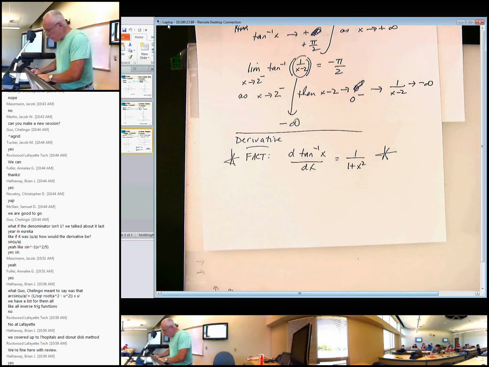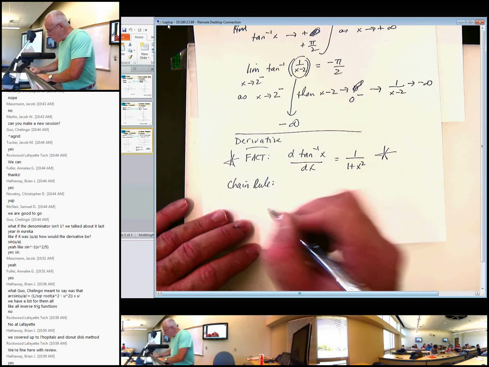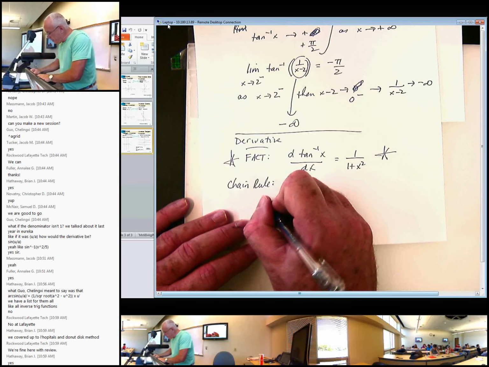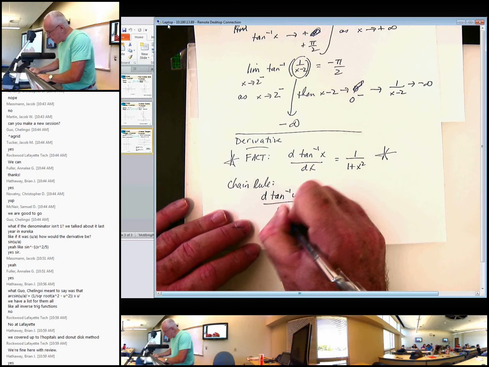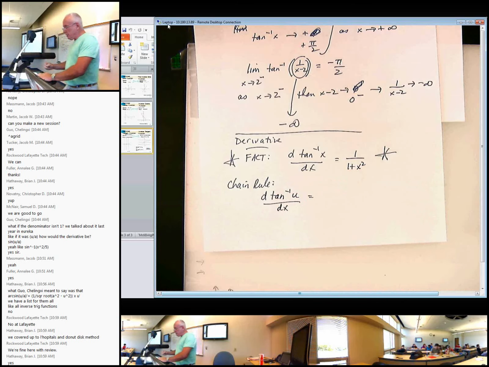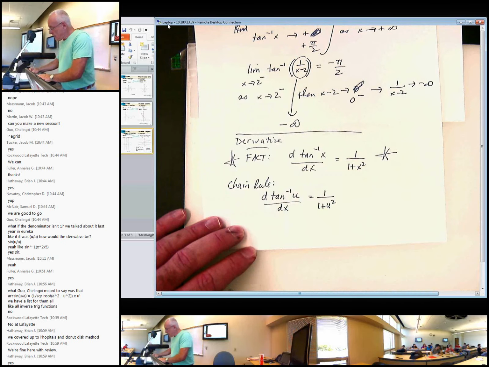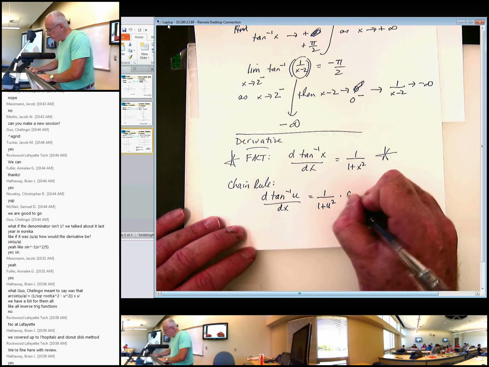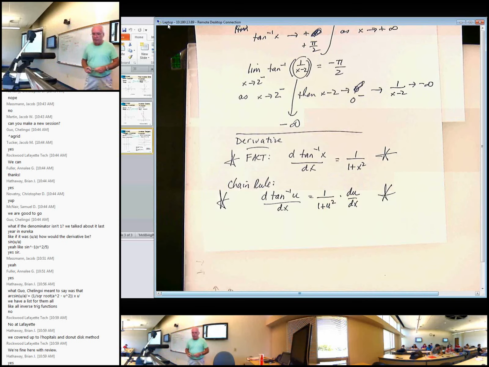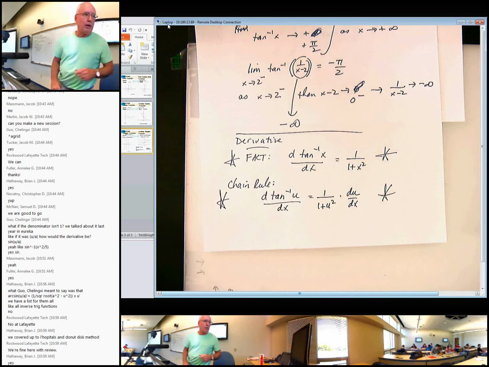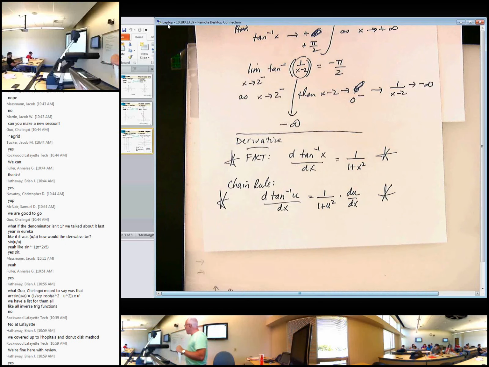So again, since we're going to be talking about the chain rule, we know that, say, the derivative of the tan inverse of u with respect to x is going to be, okay, 1 over 1 plus u squared times the derivative of u. Just applying the chain rule to this. All right. So let's do a chain rule example.